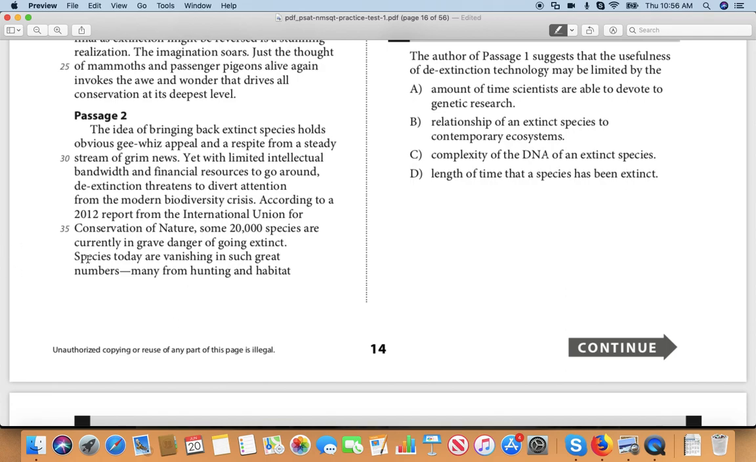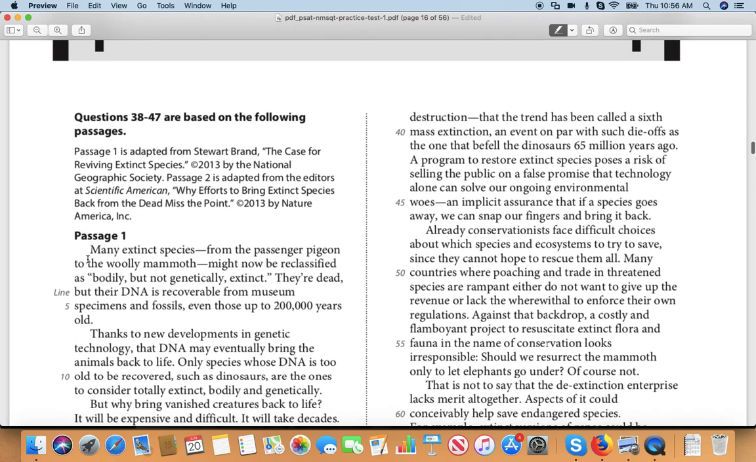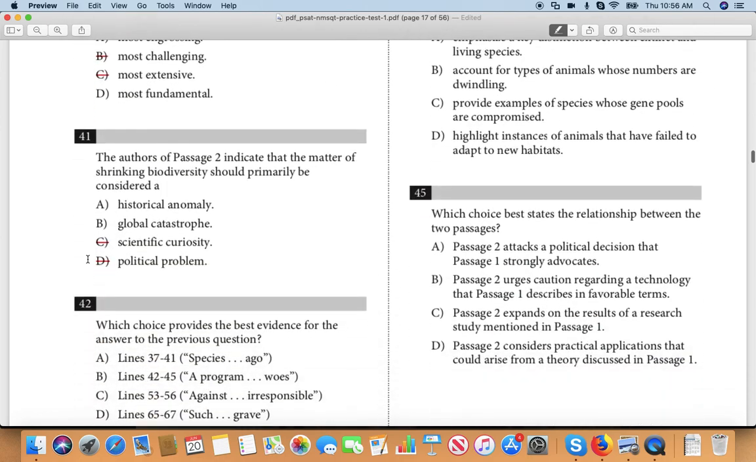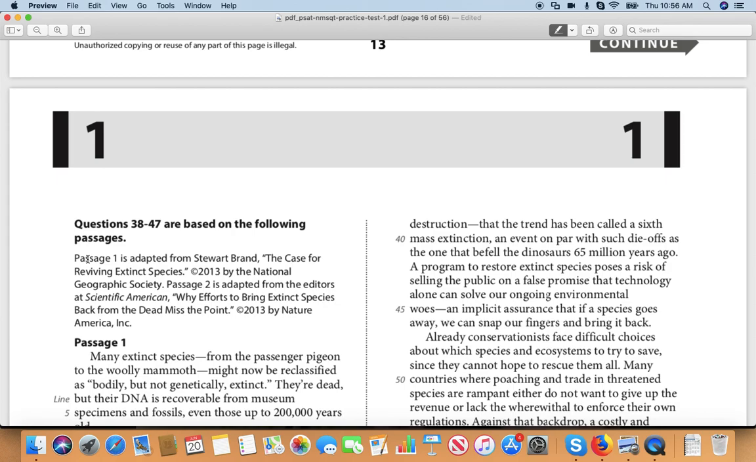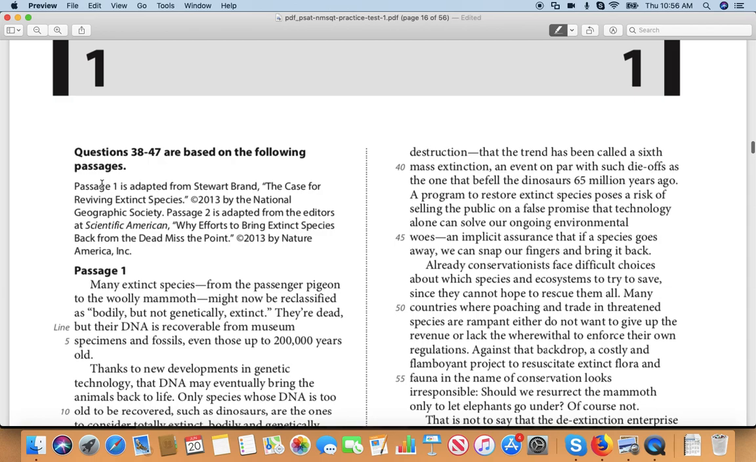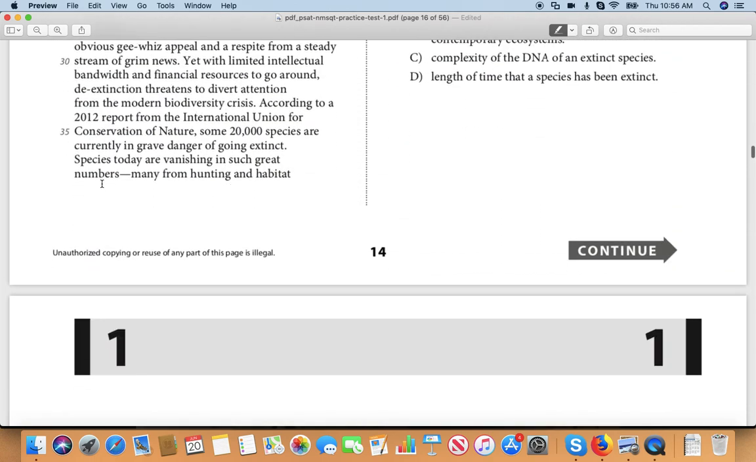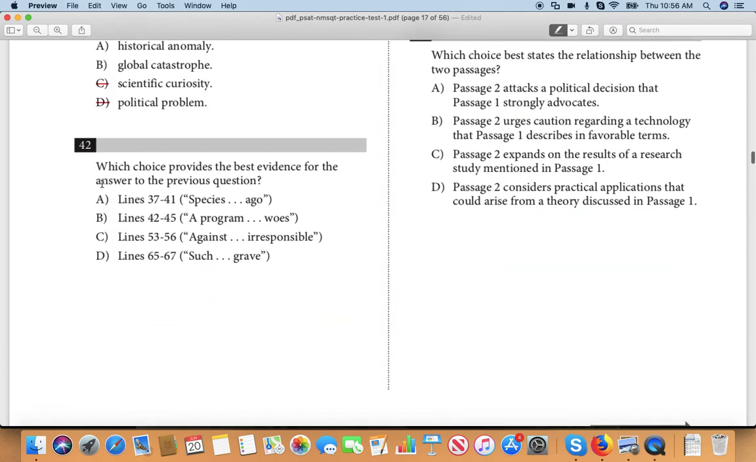So that would be species. Already species today are vanishing in such great numbers, many from hunting and habitat destruction, that the trend has been called a sixth mass extinction, an event on par with such die-offs as the one that befell the dinosaurs 65 million years ago. How's that? True. That's good because it gives an example. That's pretty good. But let's try B.